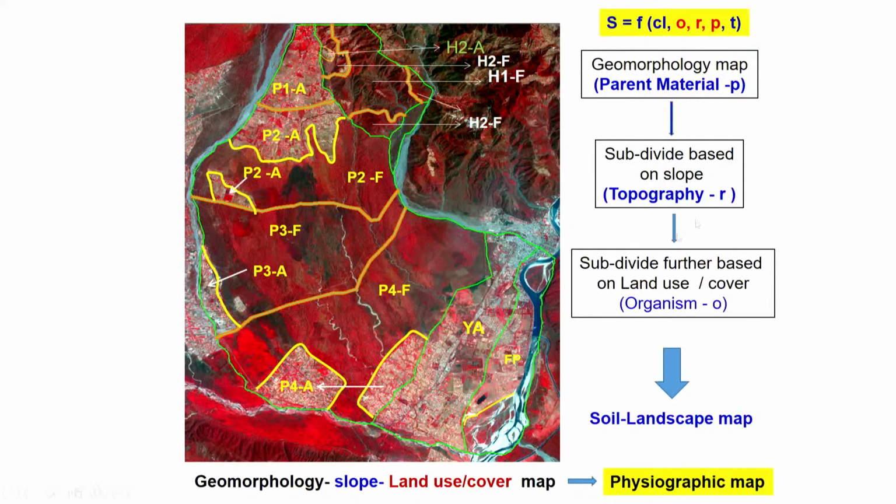Then you go for the third level of information, that is based on land use, land cover. So again, suppose hills are further divided based on agriculture, forest. Now whatever unit you are getting here, suppose this unit, the entire unit soil will be the same. So at any point you can collect the soil sample and that will represent the entire area. That is the advantage, and this soil landscape analysis can be achieved very easily from the interpretation of satellite remote sensing data.